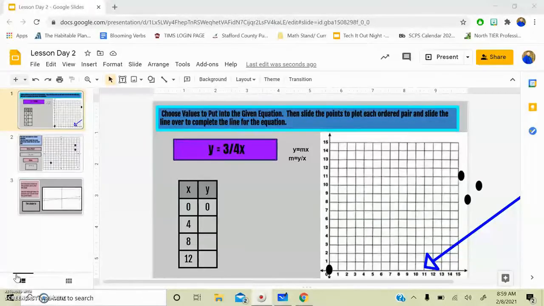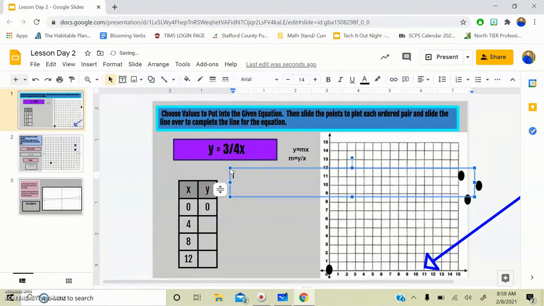Today we're going to take a look at graphing our equation y is equal to mx. So let's take a look at this first example. I have y is equal to 3 over 4x. What we need to remember is that our original equation is y is equal to mx, where m is equal to y over x. Okay, so our m here is going to be 3 over 4.